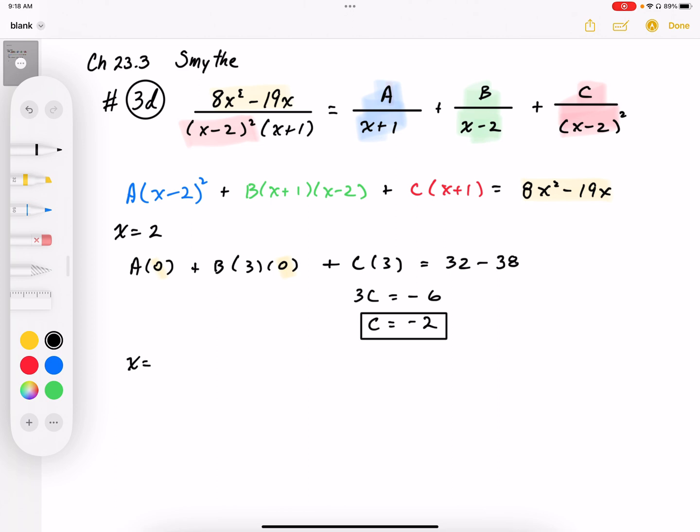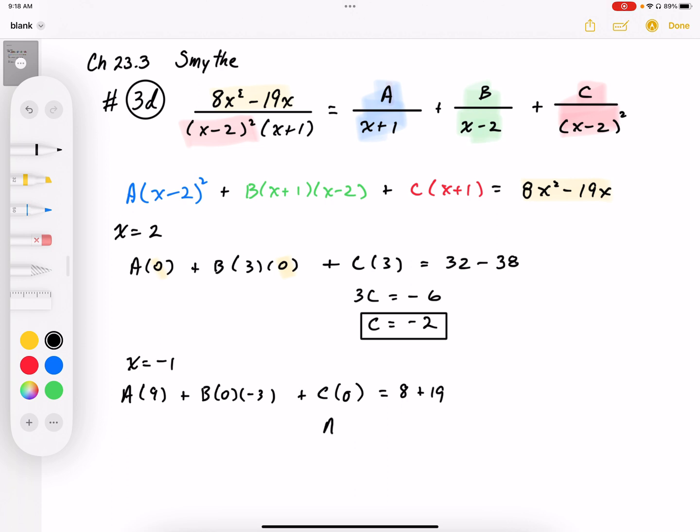So if I let x equal negative 1, I'm going to end up with a times negative 1 minus 2 squared, which is positive 9, plus b times, well, I get my 0 and a negative 3 here, plus c times my 0. That's going to be equal to, when I plug negative 1 into the right-hand side, negative 1 squared times 8, that's just 8. Negative 1 times 19 makes this plus 19.